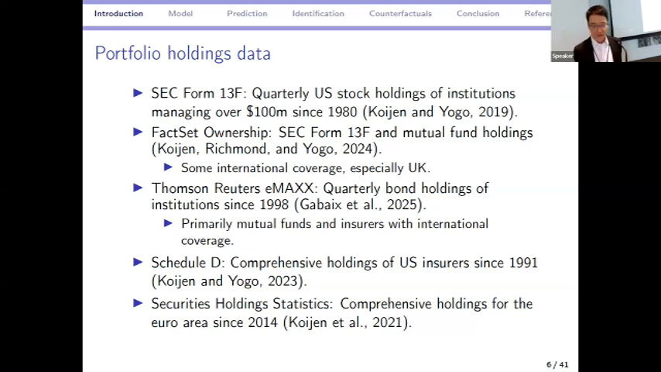Thomson Reuters eMAXX is quarterly bond holdings of primarily insurance companies and mutual funds, but it has some international coverage as well. Schedule D is a regulatory filing of insurance companies, and this is nice because it not only has public assets like bonds and stocks, but it also covers private assets and real estate. And then in the euro area, we probably have the best data on portfolio holdings. These are comprehensive holdings for the euro area, covered at a quarterly frequency since 2014.